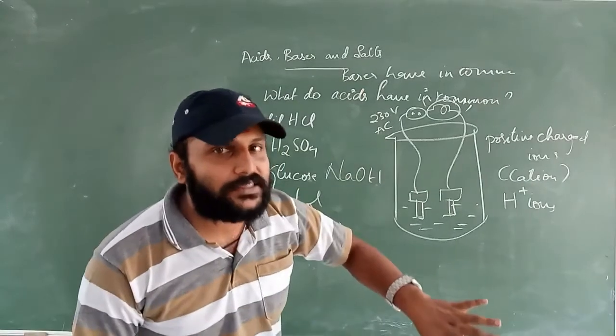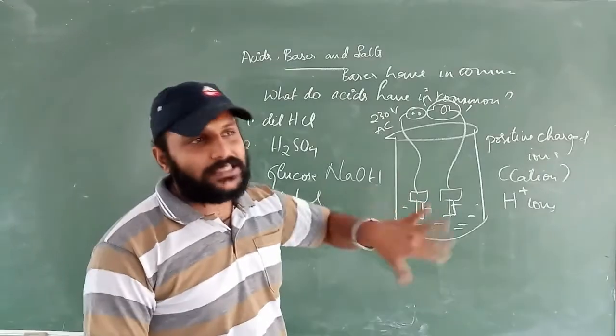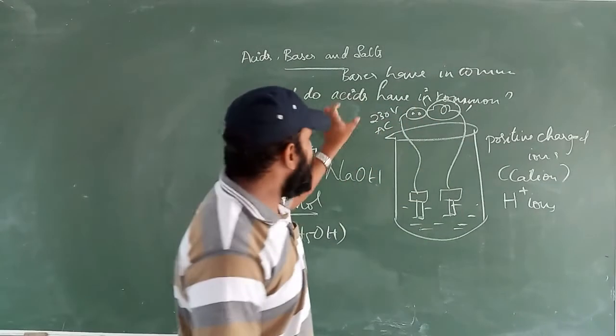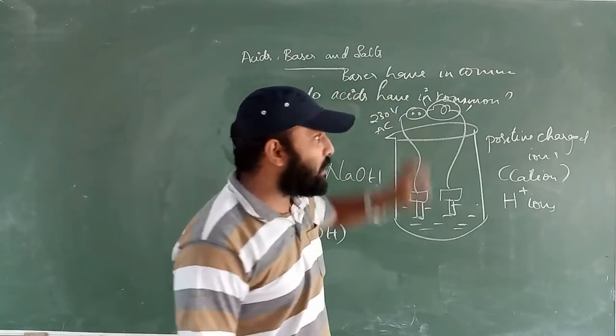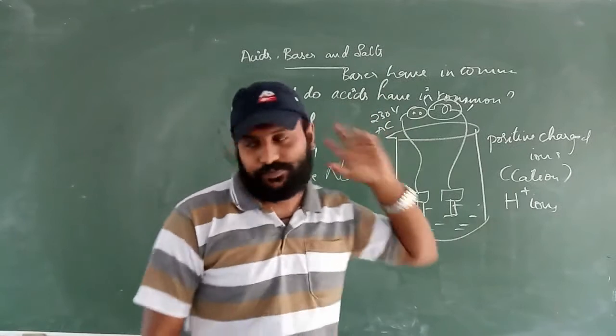From this we can say both acids and bases are good conductors of electricity. Acid will produce H plus ions, bases will produce OH minus ions. So here hydrogen ions are common in acids, and OH minus hydroxide ions are common in bases. Understood?